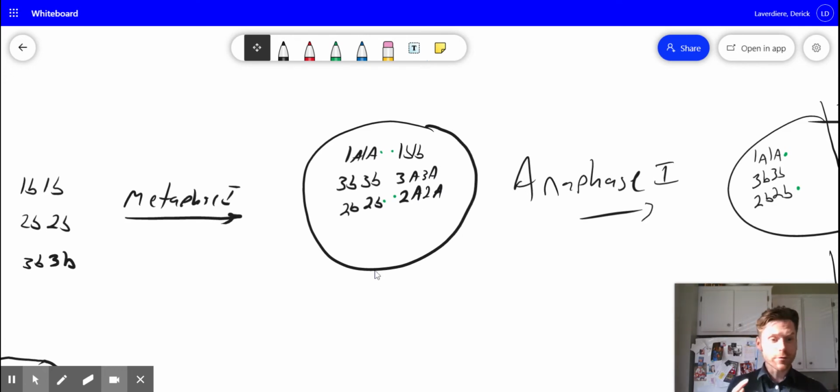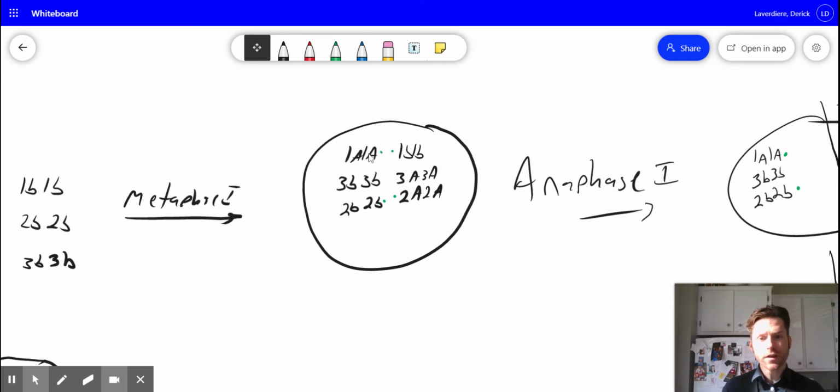Now, independent assortment tells us that these can be in any order, and that's why I have 1, 3, 2 rather than 1, 2, 3. That's why I have A, B, B rather than A, A, A. The order in which they can show up is completely random. That's what independent assortment is. The only thing that's important is that the ones always line up with the ones. The threes always line up with the threes. These are homologous chromosomes, and they must line up.